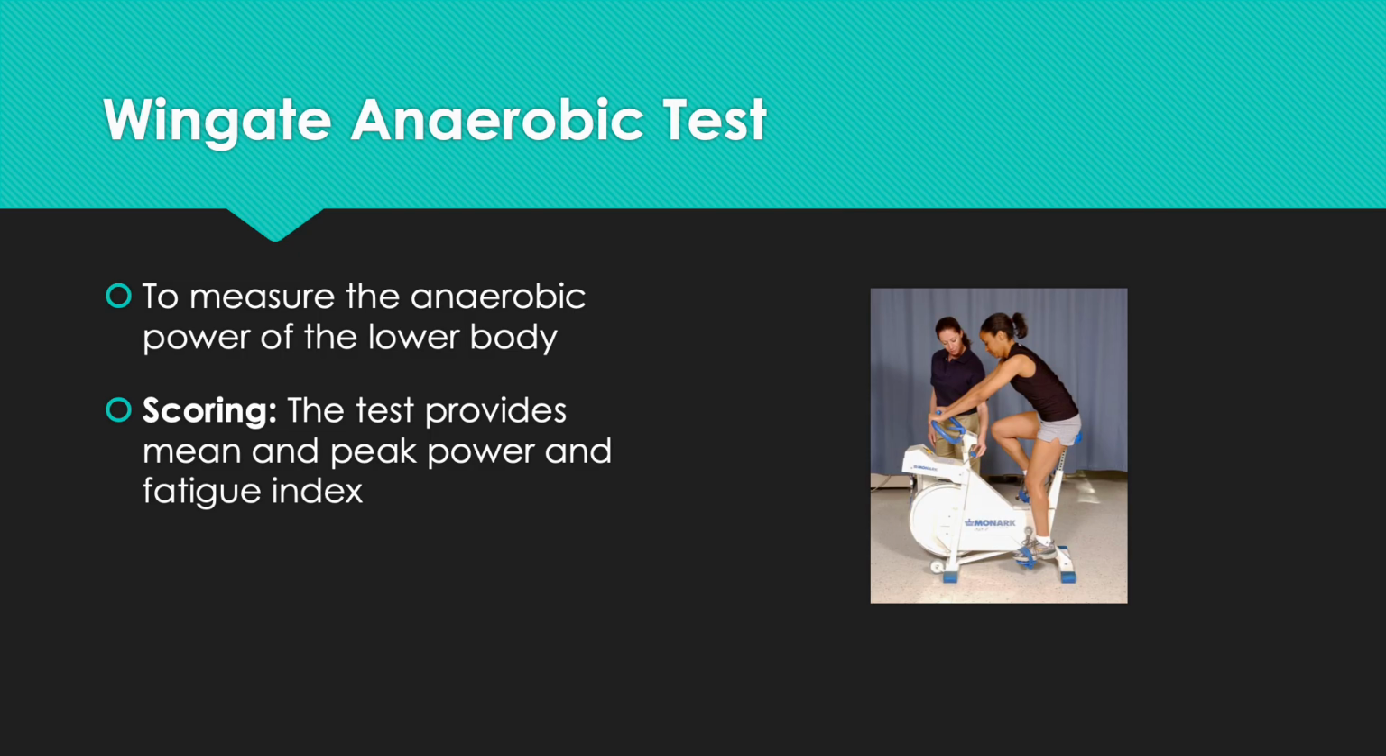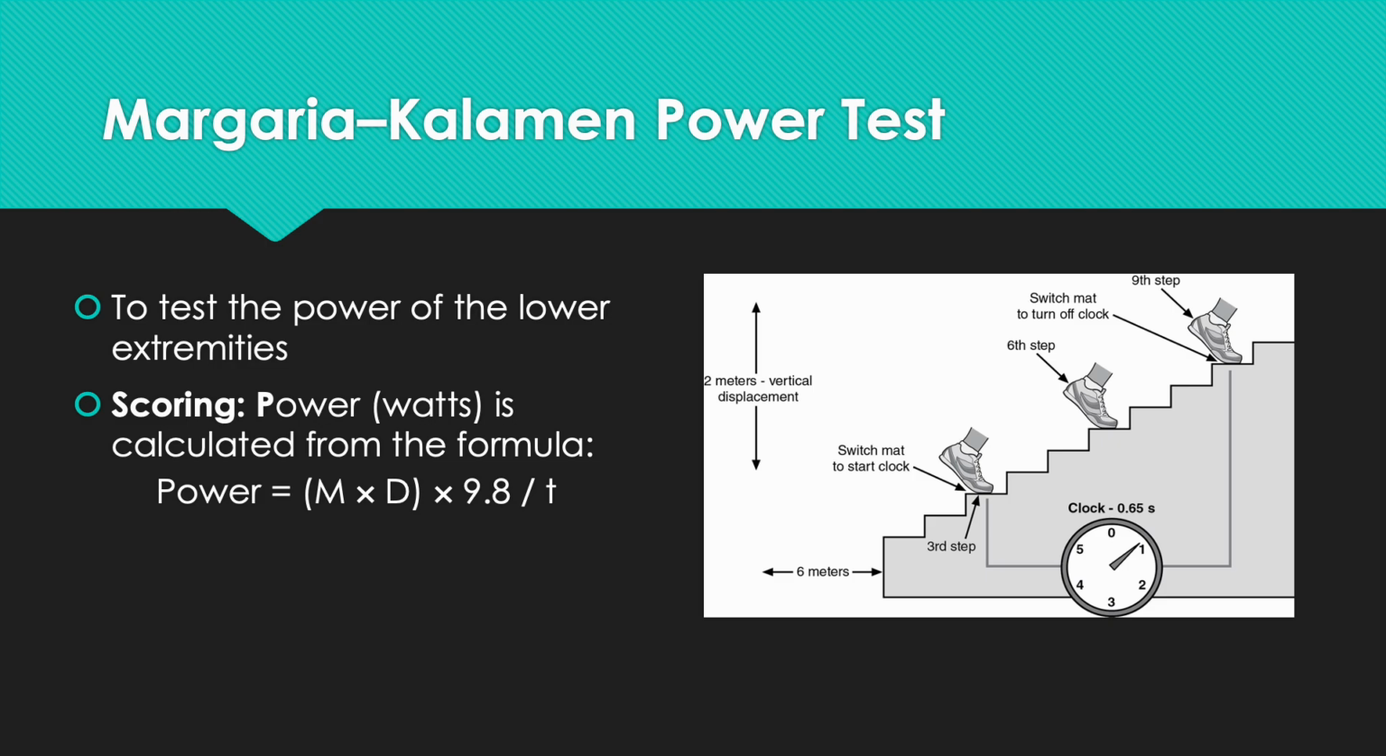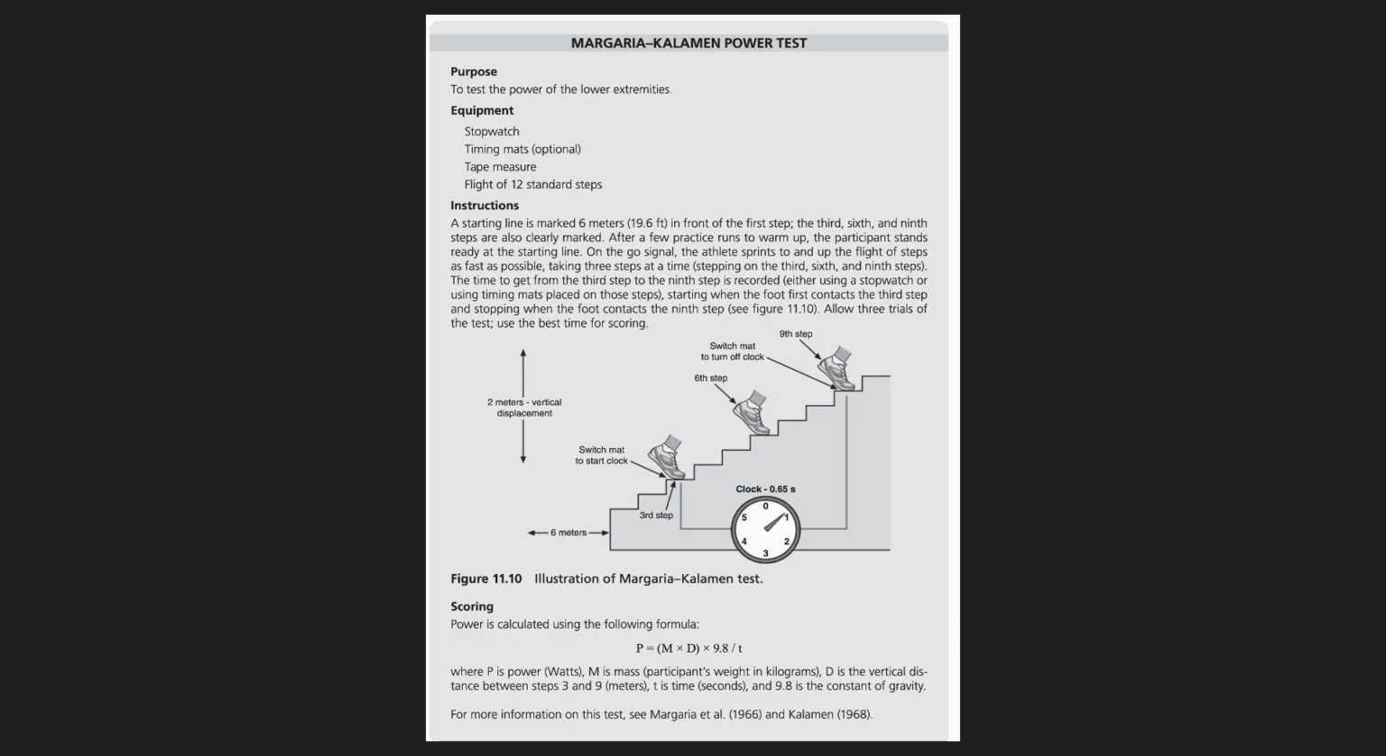So the Wingate anaerobic test is one of our most common laboratory methods to measure power, and this is used to measure anaerobic power of the lower body. Regarding scoring, this test provides mean and peak power as well as a fatigue index. One of the most common field tests to measure power is the Margaria-Kalamen test. And this test shows the power of lower extremities. And for scoring, power is calculated from the formula below. Here are the more detailed instructions of how to execute this test.